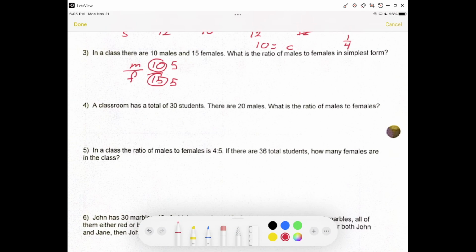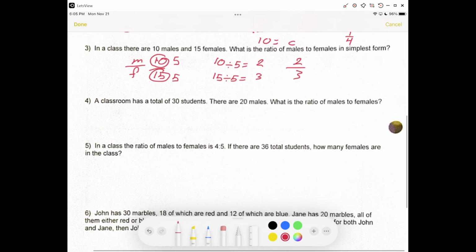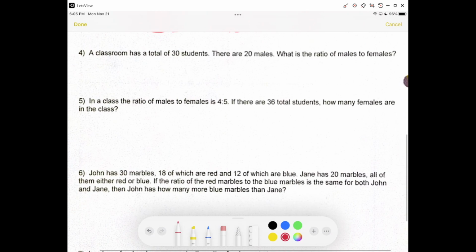So basically now we have to divide both of our numbers by 5. So 10 divided by 5 is equal to 2, and 15 divided by 5 is equal to 3. So the simplest ratio is 2 to 3. Now let's move on to question number 4.